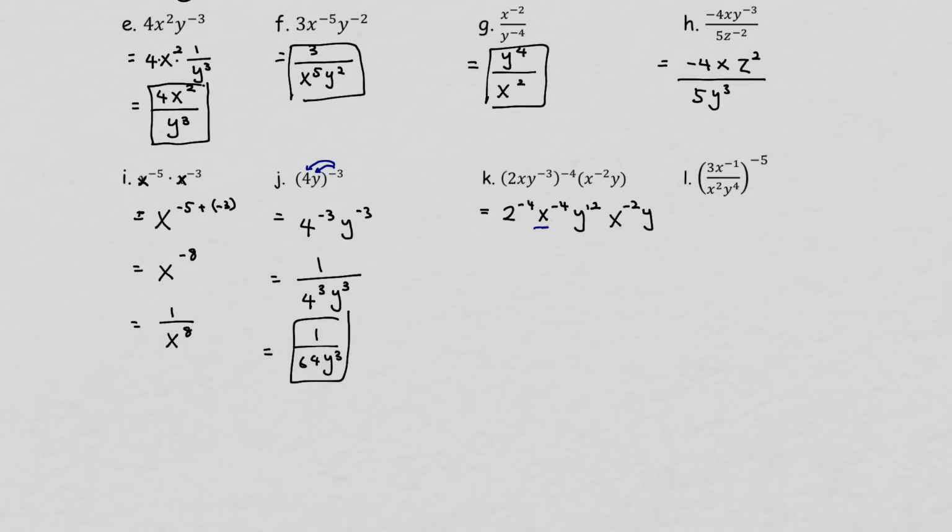Because this is a like term, you can combine. This 2 is the like term, you can combine. And you will get 2 to the negative 4th, x to the negative 4th, and plus negative 2 will give you negative 6. 12 plus 1. If you don't have any exponent, it means you have 1 there, right? So 12 plus 1 will be 13. So then now let's get rid of the negative exponent by flipping the base.